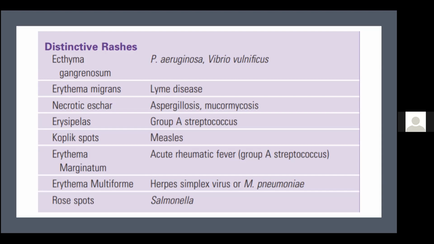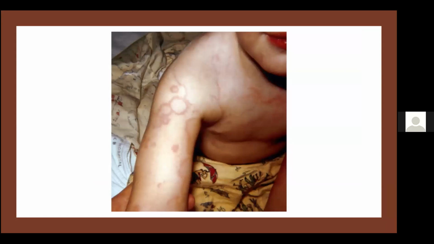The Koplik spots for measles, erythema marginatum for acute rheumatic fever. Erythema multiforme should usually make you think of herpes simplex or mycoplasma, and then rose spots in salmonella. So in dark skins, we don't often see erythema marginatum or rose spots. And this is a picture of erythema marginatum. You get these polycyclic red borders of erythema marginatum, and that's in a febrile child with rheumatic fever.